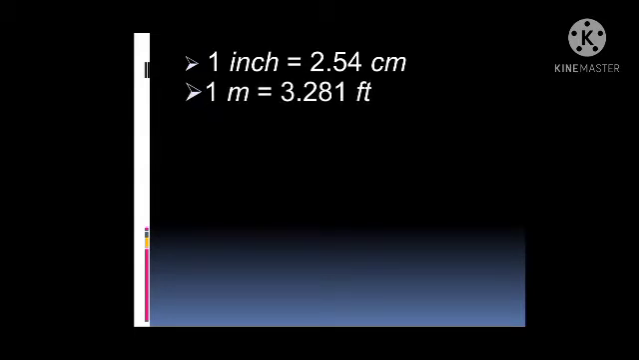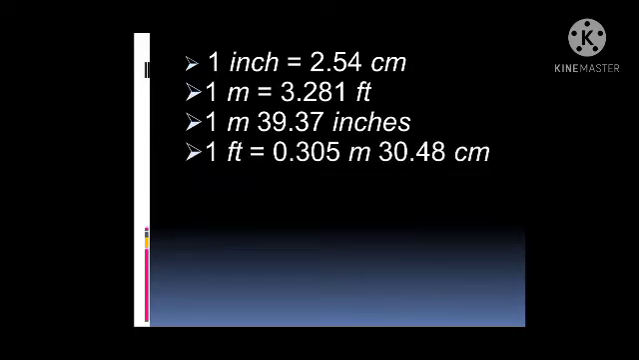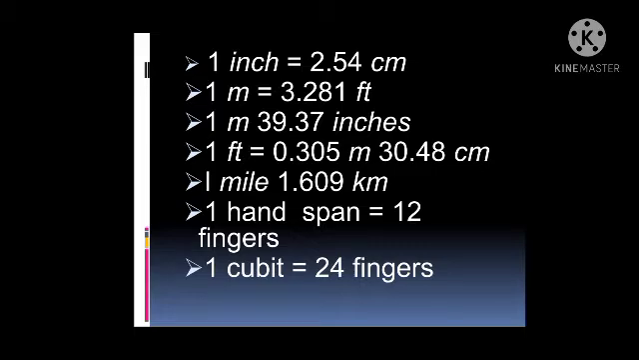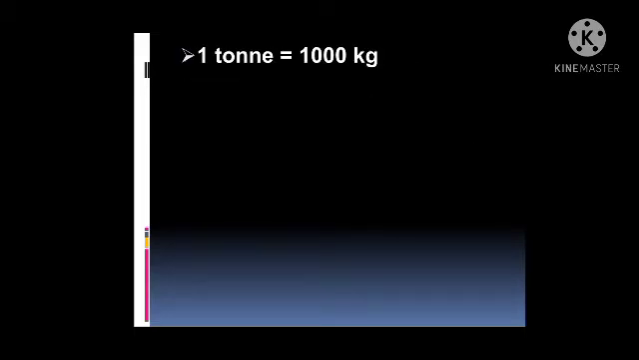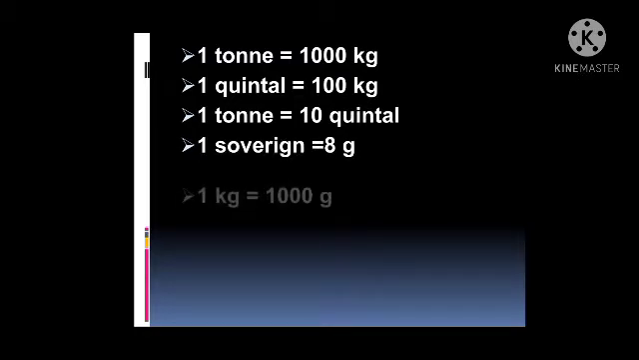Now let us see some of the measurements that are not part of metric system. 1 inch is equal to 2.54 centimeter. 1 meter equal to 3.281 feet. 1 meter equal to 39.37 inches. 1 feet equal to 0.305 meter or 30.48 centimeter. 1 mile is equal to 1.609 kilometer and 1 handspan equal to 12 fingers and 1 cubit equal to 24 fingers. 1 ton is equal to 1000 kilogram, 1 quintal equal to 100 kilogram, 1 ton is equal to 10 quintal, 1 7 equal to 8 grams.